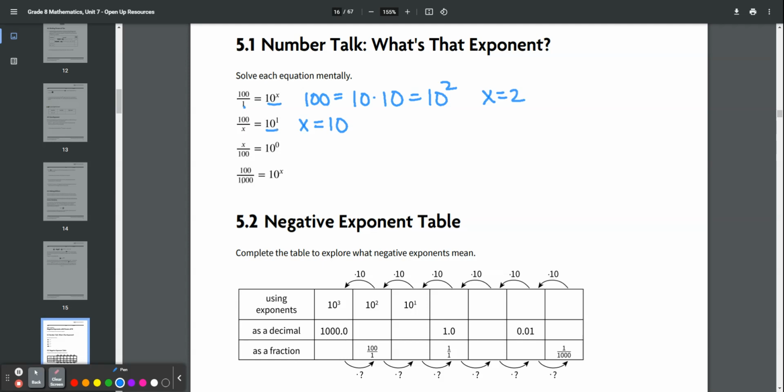The next one we're looking at is a power that's raised to the 0th power. Remember that 10 to the 0, and any base that goes to the 0 power, is equal to 1. I know that my top number, the numerator, has to be equal to the denominator. So x is equal to 100. And then finally, the last one: 100 thousandths is equal to what power of 10?